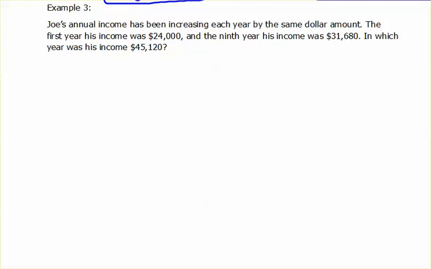All right, here we go with example 3, and this one is a little bit more challenging. Example 3 says Joe's annual income has been increasing each year by the same dollar amount. The first year his income was 24,000, and the ninth year his income was 31,680. In which year was his income 45,120?